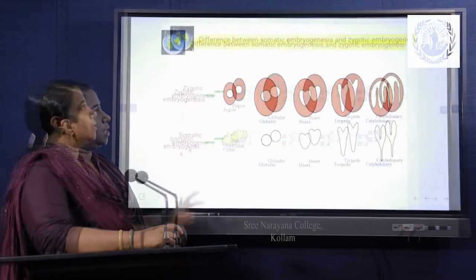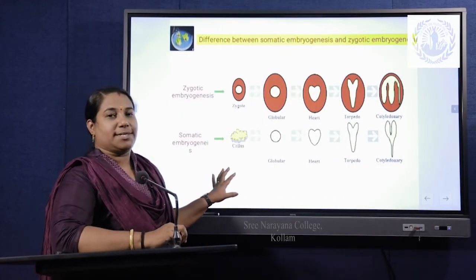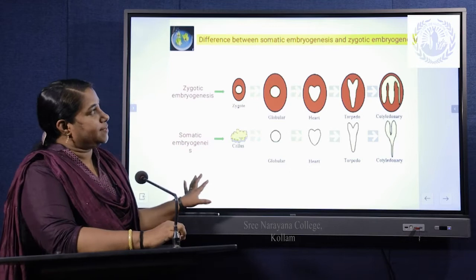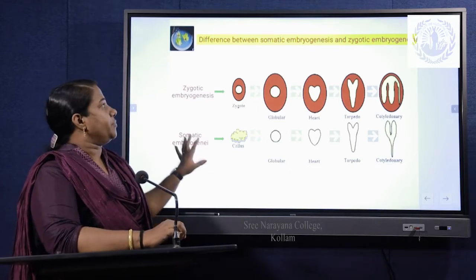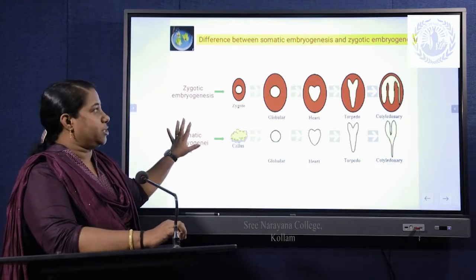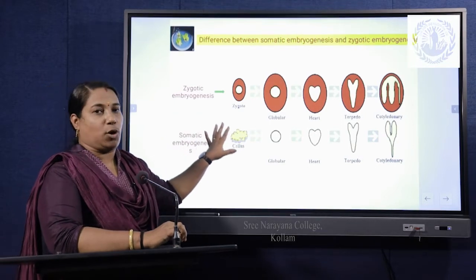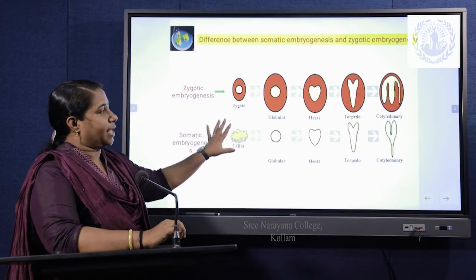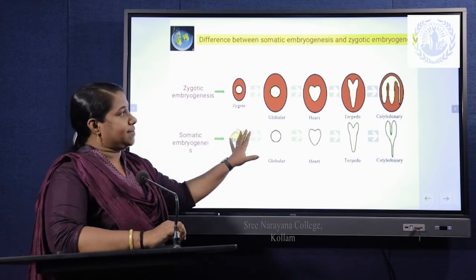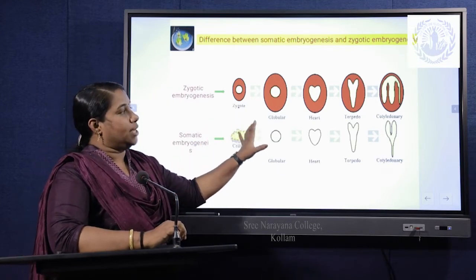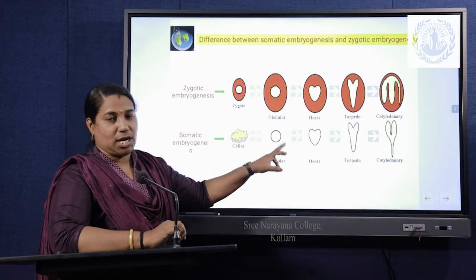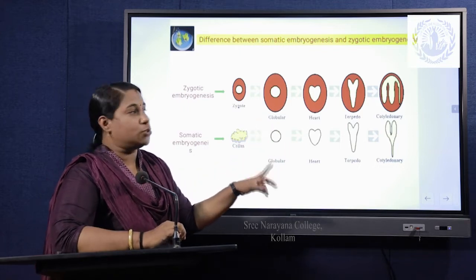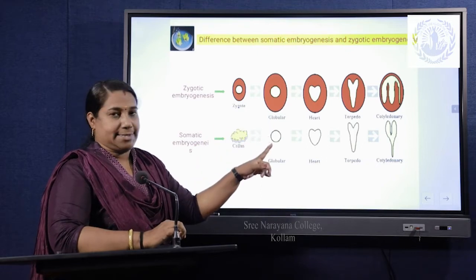Now coming to the difference between somatic embryogenesis and zygotic embryogenesis. First, in zygotic embryogenesis, the zygote is formed by the fusion of male and female gametes. From the zygote, it is converted to the globular stage, then the heart stage, torpedo stage, then the cotyledonary stage. After that, it gets converted to a mature plantlet.